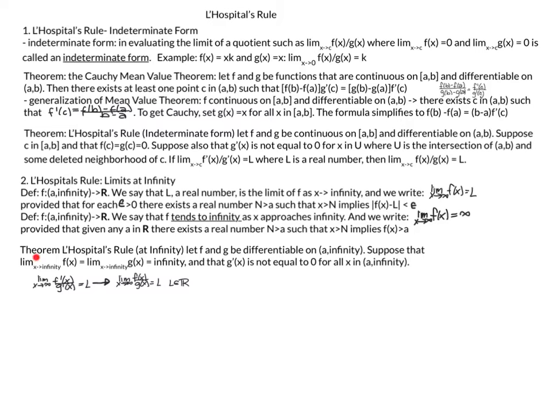Suppose that the limit as x approaches infinity of f of x equals the limit as x approaches infinity of g of x is equal to infinity, and that g prime of x is not equal to 0 for all x. Then, if the limit as x approaches infinity of f prime of x over g prime of x is equal to L, then the limit of f of x over g of x is also equal to L. Very analogous to the original indeterminate form of L'Hopital's rule.